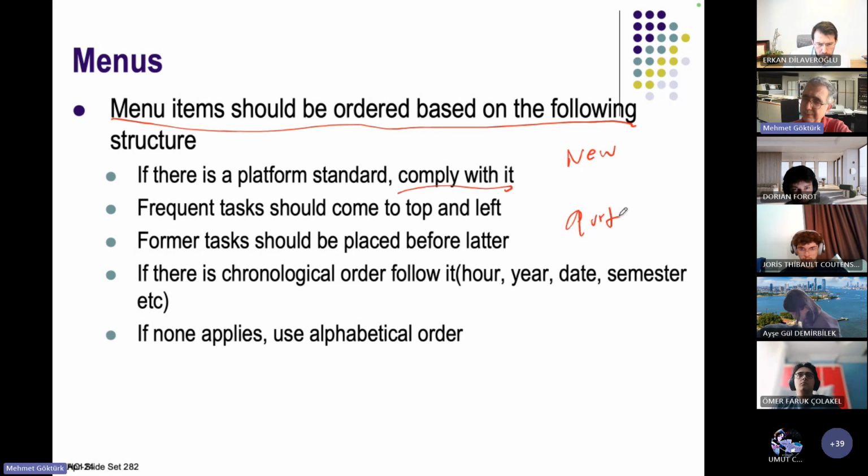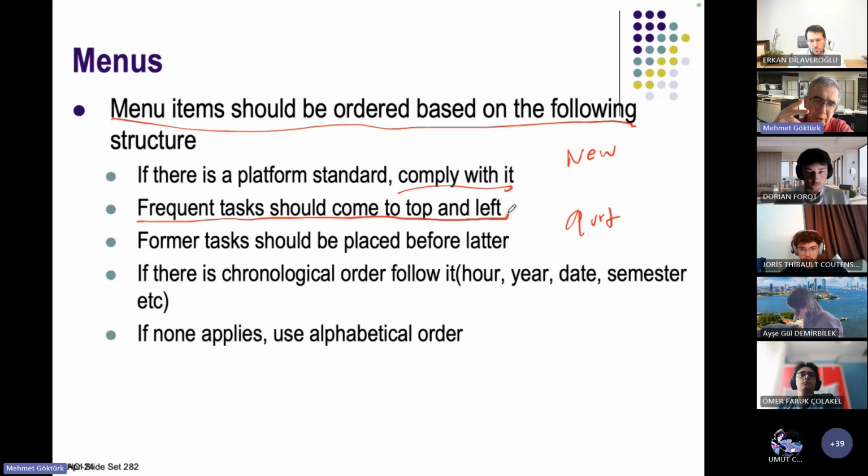Other than that, frequent tasks should come to the top. Frequently done things should be on the top in the menu because you click, you go down. Going down takes time. Therefore, top location is more accessible.